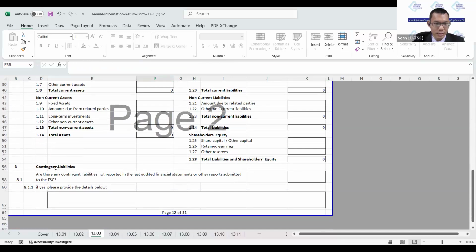Contingent liabilities. I will highlight this. So contingent liabilities is also defined in the guide to completing Form 13. It's item 8, page 9. Contingent liabilities refers to liabilities for which the amount and timing for settlement are uncertain and includes matters such as claims related to pending litigation and administrative penalties.